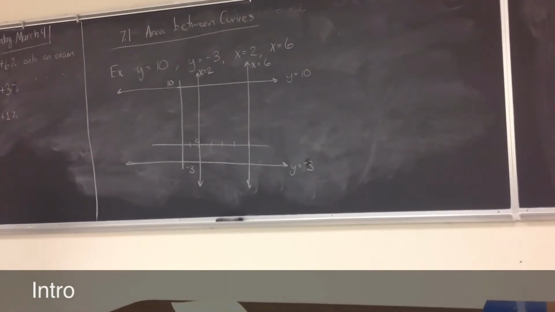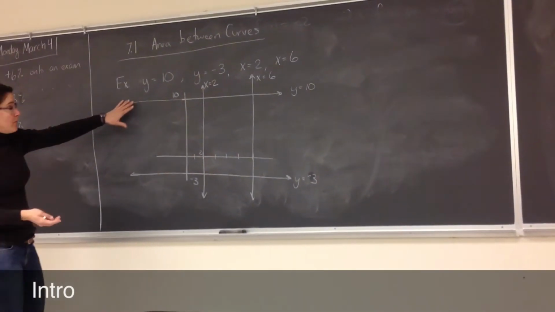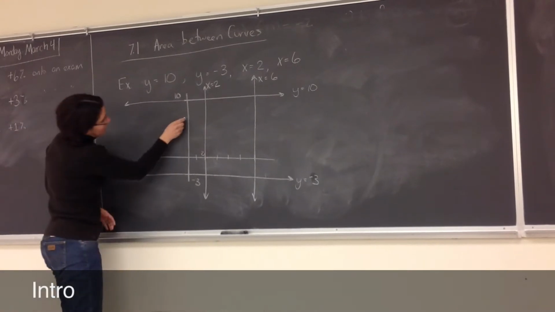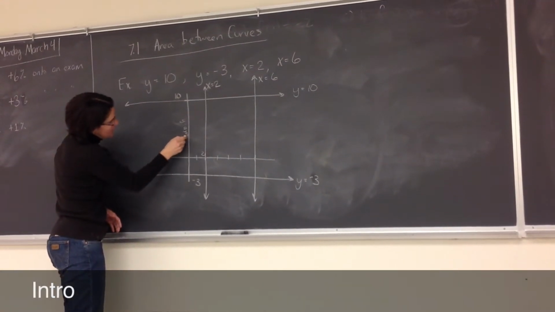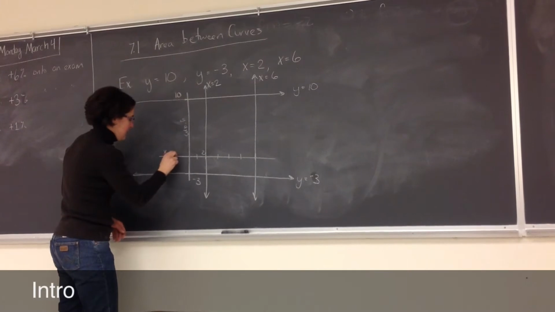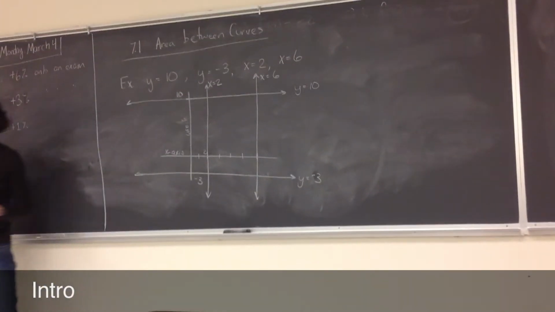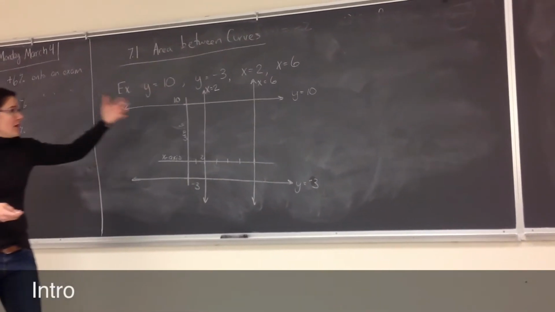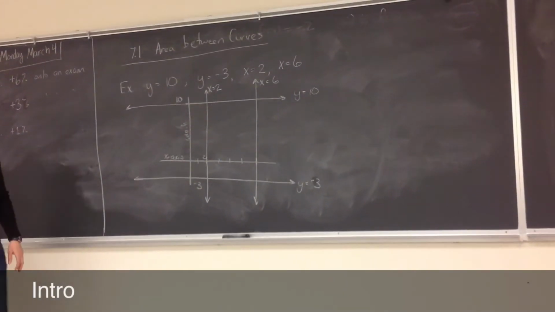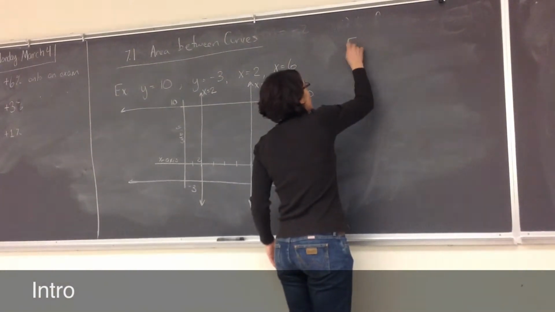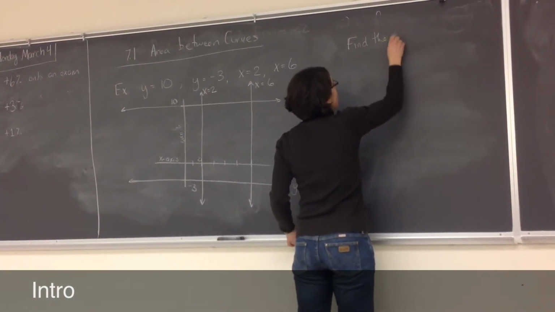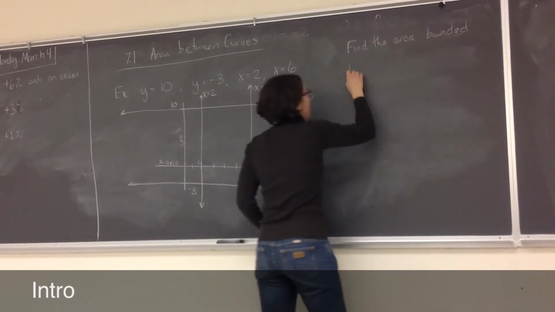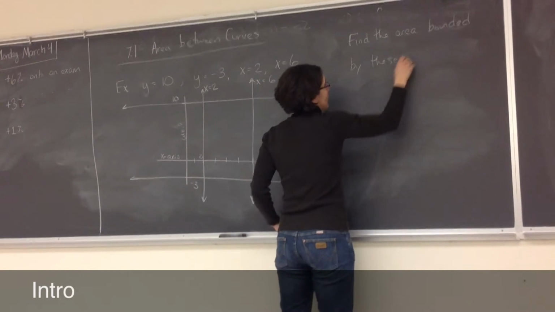Okay, now there's a lot of white lines going on this chalkboard, and I want to make sure that you're not confusing the y-axis and the x-axis with the actual lines that we're interested in. And so when I look at these four equations that I draw the picture, here's a question that we might ask. We might ask the question, find the area bounded by these lines.